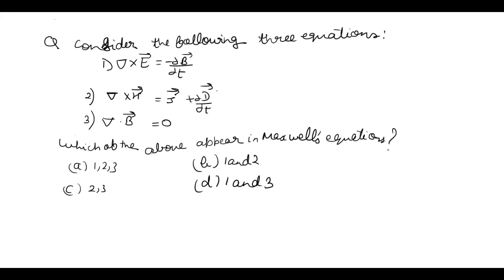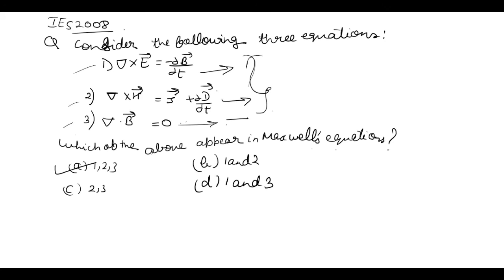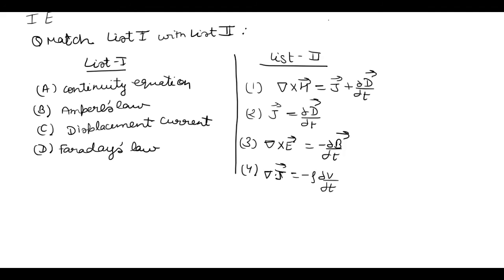Okay, so this question is from IAS 2008. Consider the following three equations. Equation 1, 2 and 3. Which of the above appear in Maxwell equation? So this, yes, this was the non-existence of magnetic monopole, and this was Ampere's circuital law, and this was Faraday's law. So yes, all the three equations are present. Option A is correct.